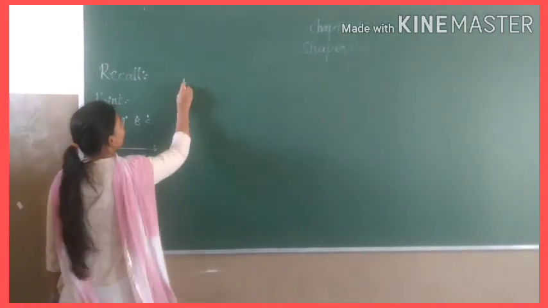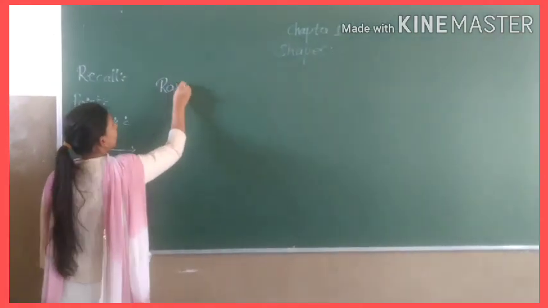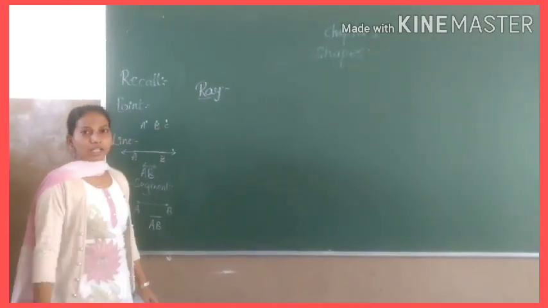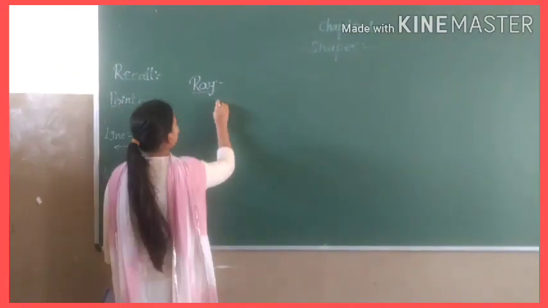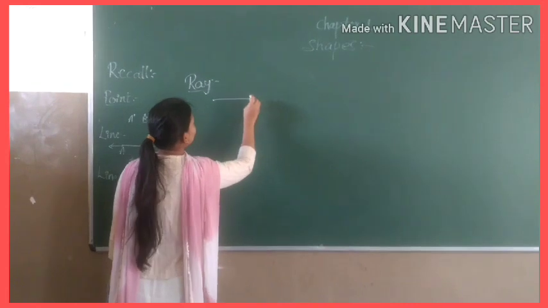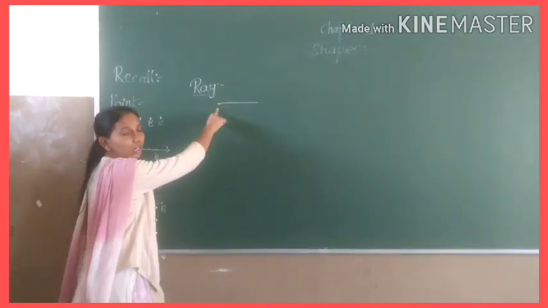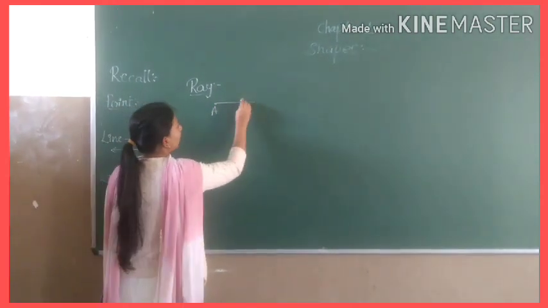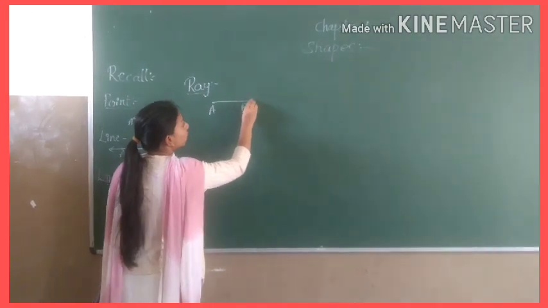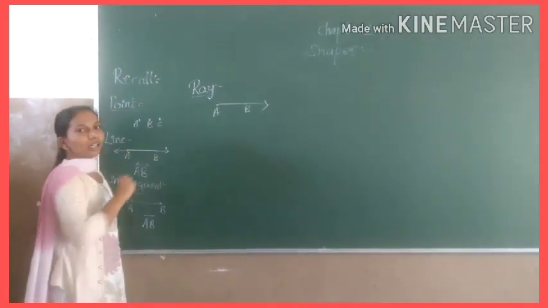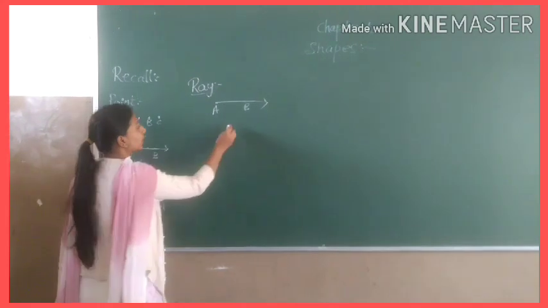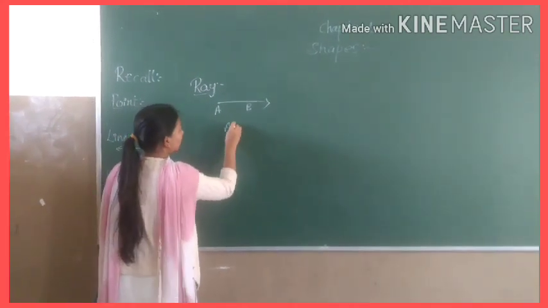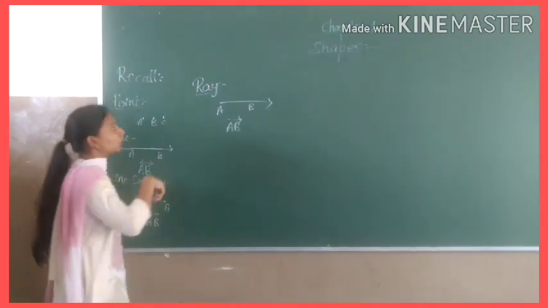Next one is ray. Ray, it is a part of a straight line. It has an initial point A and it can be extended only on one side. We can denote this one as ray AB. Like that we can denote it.